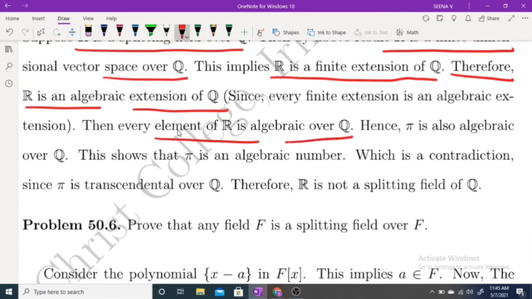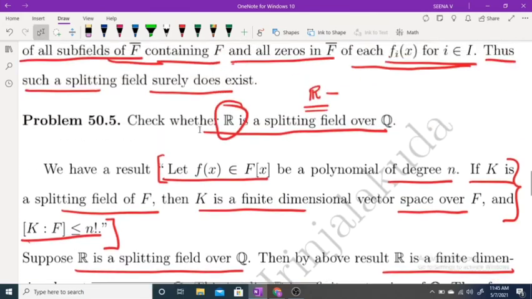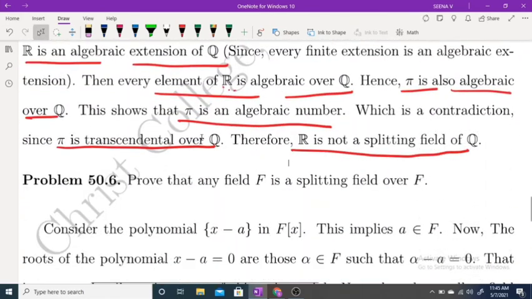But that is a contradiction, because pi is an element of R. By this result, pi is also algebraic over Q. That implies pi is an algebraic number, which is a contradiction because pi is transcendental over Q. Therefore, R is not a splitting field over Q. This may be asked as a one weightage question, or as an objective type problem for the NET exam or other exams like GATE.